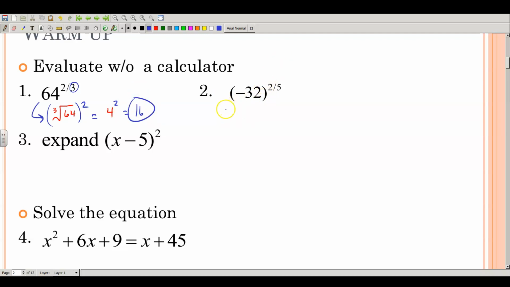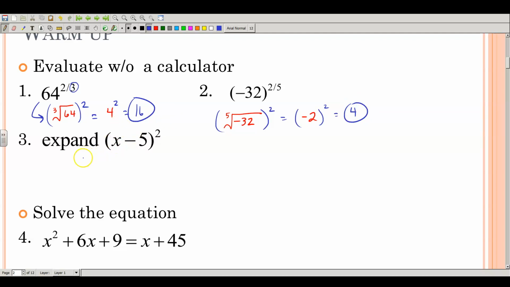We look at number 2. The bottom number, the denominator of that rational exponent, is a 5. So this could be rewritten as the fifth root of negative 32, and then that whole thing being squared. Well, the fifth root of negative 32 is negative 2. So this is negative 2, and then that whole thing is squared, and of course that would be 4.